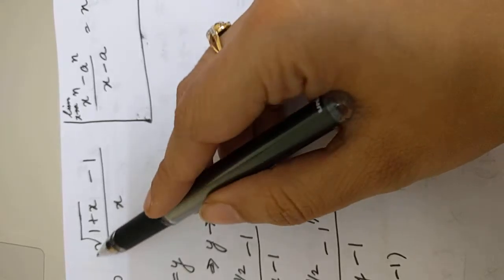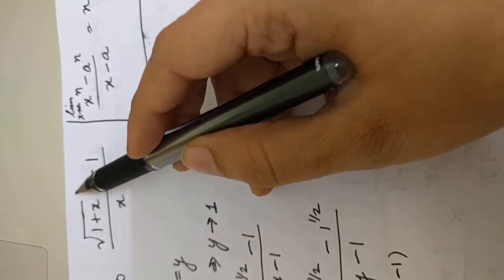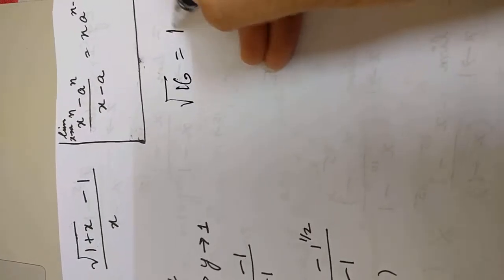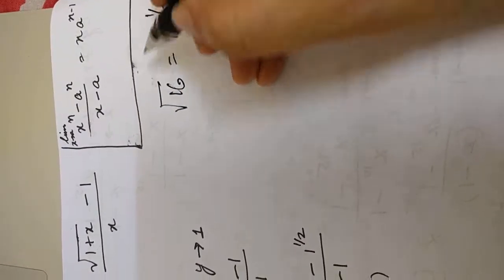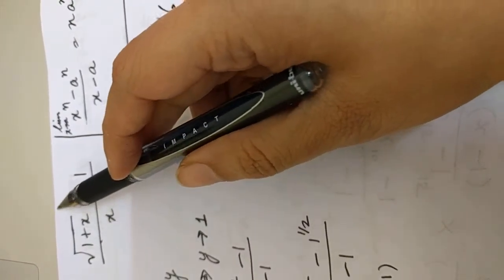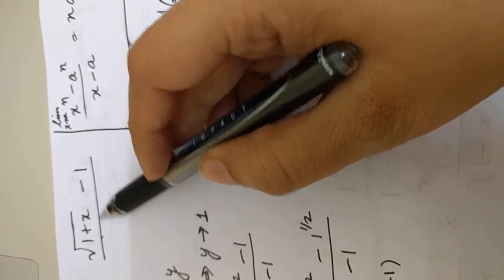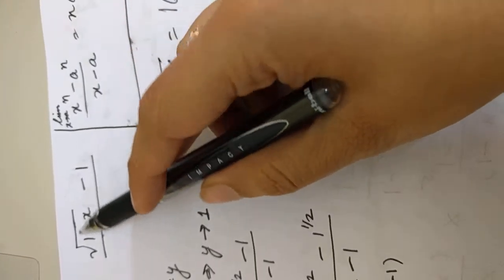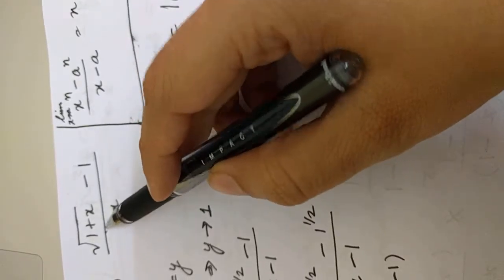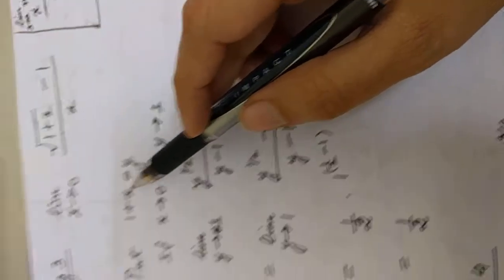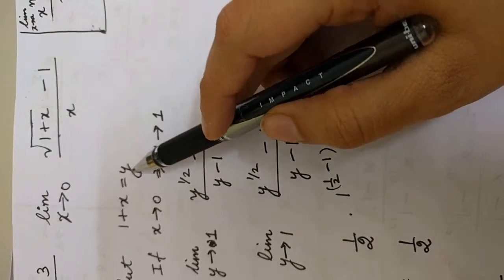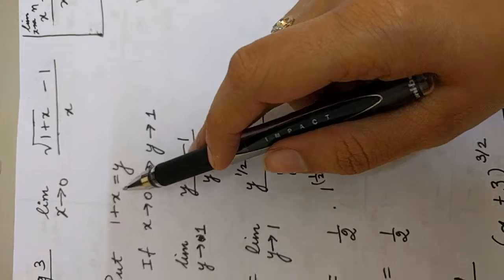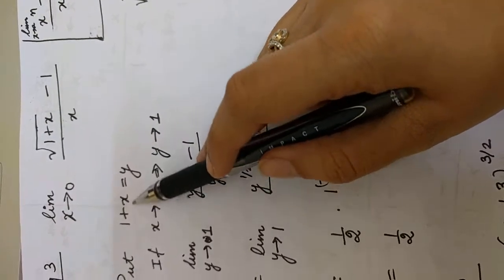Basically, under root is of power half. If we have under root 16, we can also write it as 16 to the power of half. So basically it is x to the power of half. So if somehow we can treat 1 plus x as another variable y, then we'll convert this expression in terms of y. So we put 1 plus x equals y.